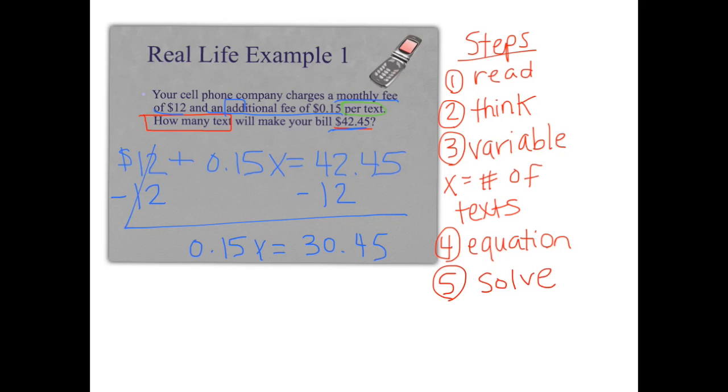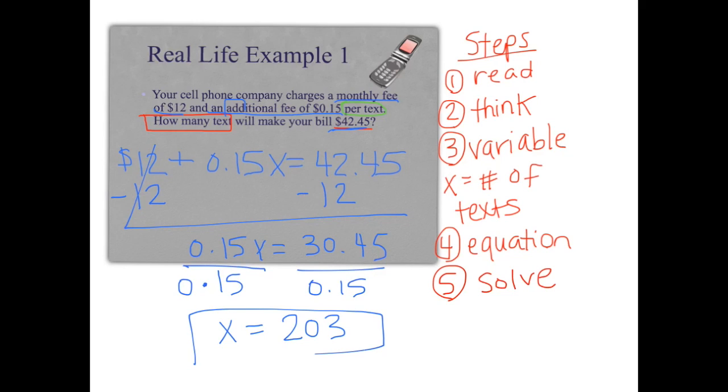So now we need to undo our multiplication. So we are going to divide both sides by 0.15. Okay. And 30.45 divided by 0.15 is 203. So we solved for x.